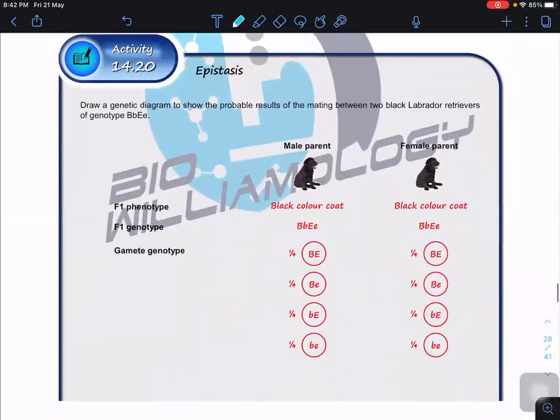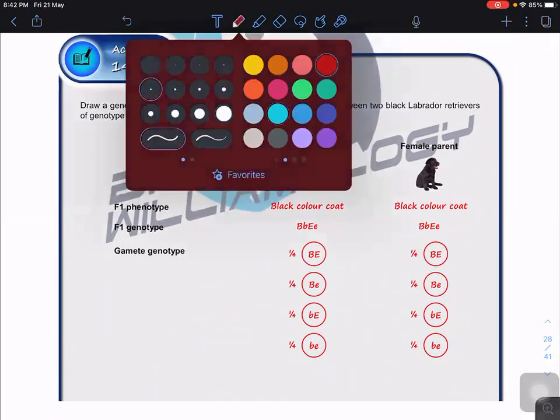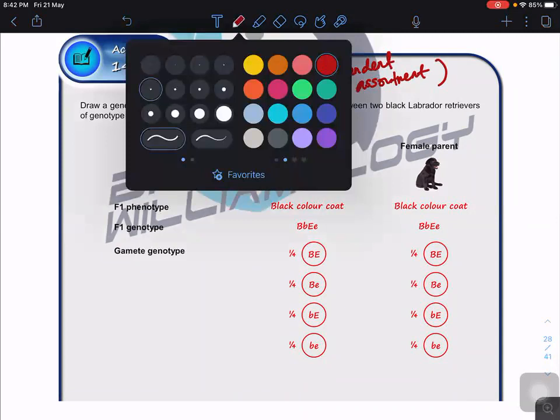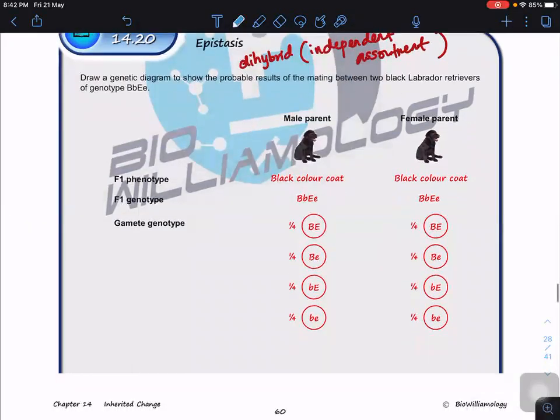So we look at how this epistasis takes place. They are not linked genes, so we do it according to the dihybrid cross. We still follow the dihybrid, where independent assortment takes place. So a quick revision, like what we have always talked about. First you have the genotypes. Both of them are black, so black coat color, but heterozygous.